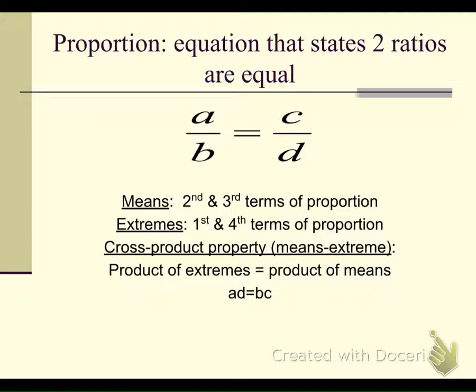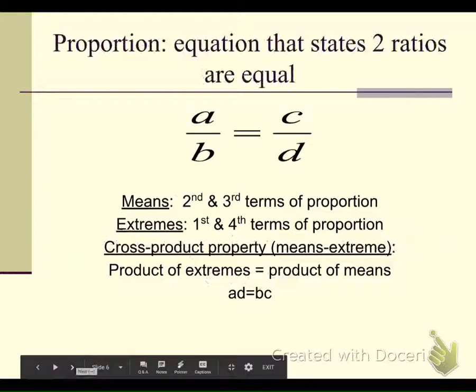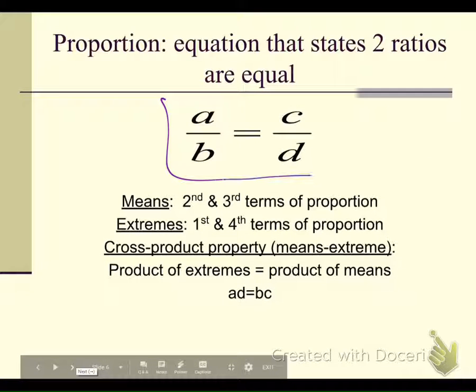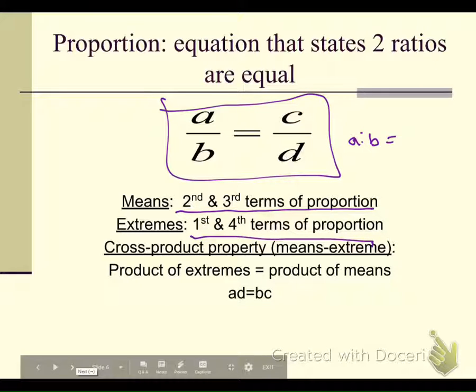So on your guided notes, you should write this. Oh, I'm sorry. I didn't mean to change it. Okay. So you should write this portion here. It's not on there. And these definitions here are not on yours. I find this a little hard to see when it talks about the second and third terms. You could also rewrite this as A to B equals C to D. And you see here that these are your means and these are your extremes.